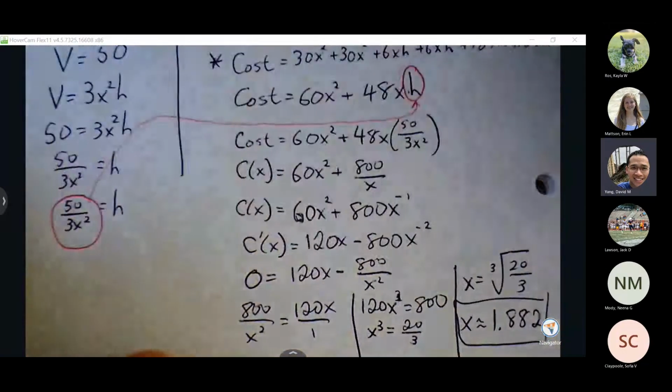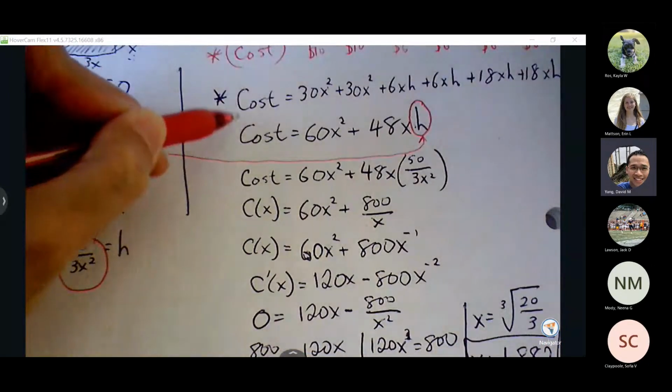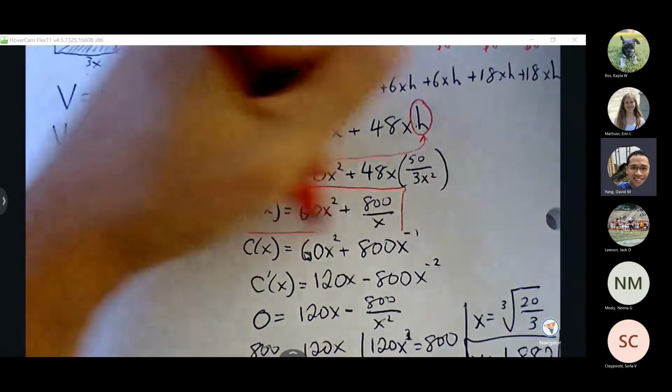And we have a bunch of cost equations, right? You can use any of these. They're all going to give you the same result, but I would just pick the one that I feel is the easiest to plug in.